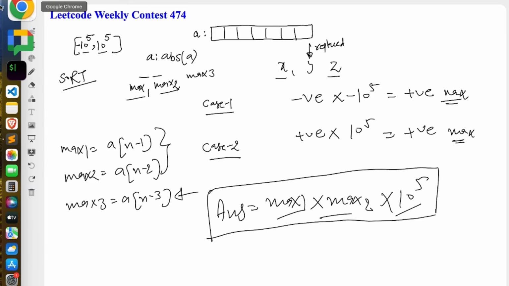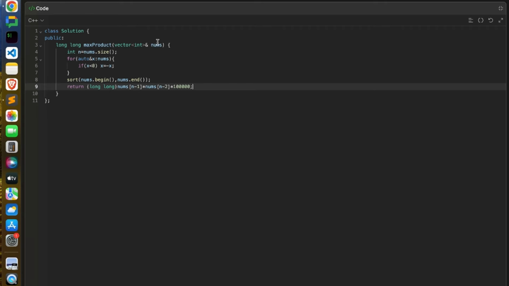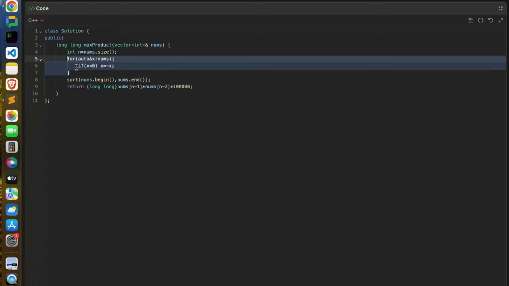So now let's look at the code. Here is the code of the second problem. This is your nums array. This is my size. Then what I have done, I have replaced all the numbers with their absolute values. So I have gone through all the numbers in this nums array. If the number is negative, make it positive, right? So it will replace all the negative numbers with their positive numbers.